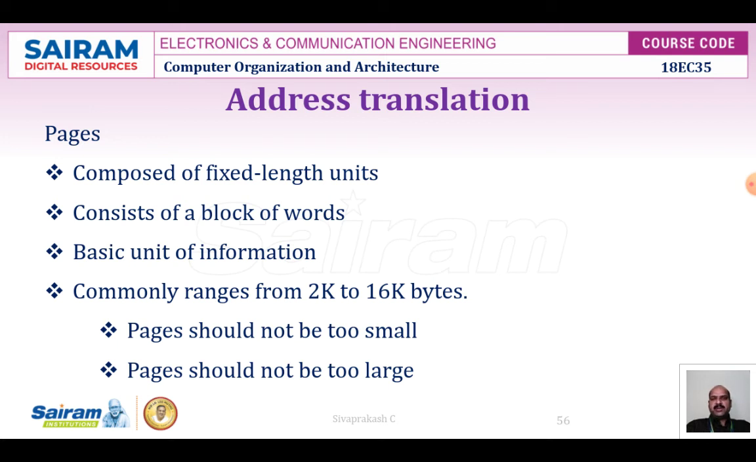Assume that the program and data are composed of fixed length units called pages. A page consists of a block of words that occupies contiguous locations in the main memory. A page is the basic unit of information that is transferred between the secondary storage and the main memory. The size of a page commonly ranges from 2 kilobytes to 16 kilobytes.